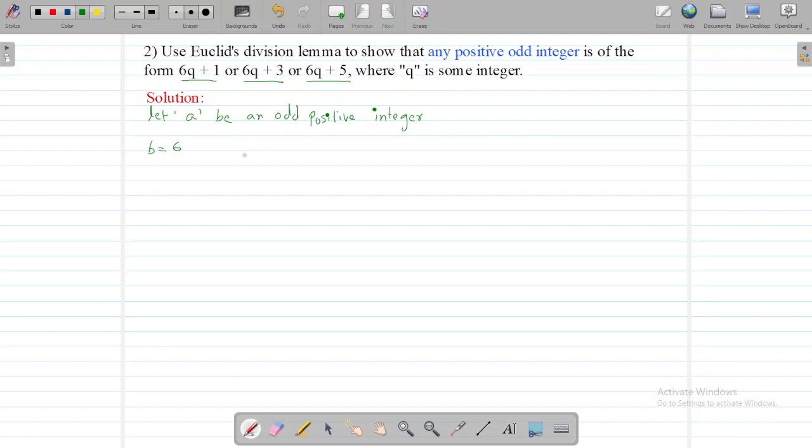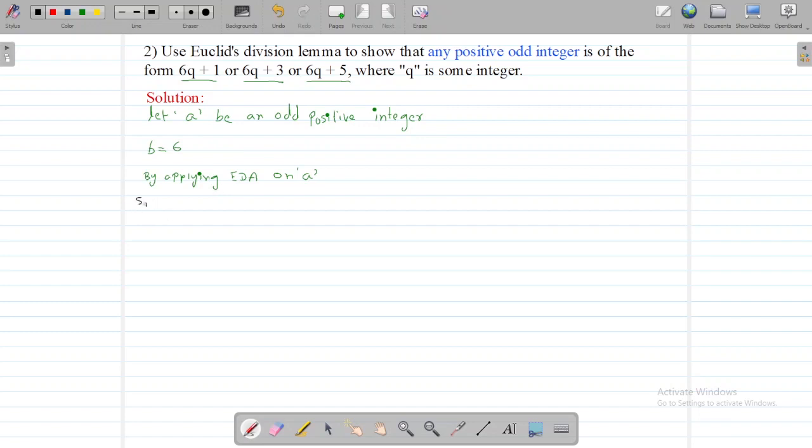So we will apply Euclid's division algorithm on a. By applying Euclid's division algorithm on a, so a is our positive odd integer. So now we are applying the Euclid's division algorithm.